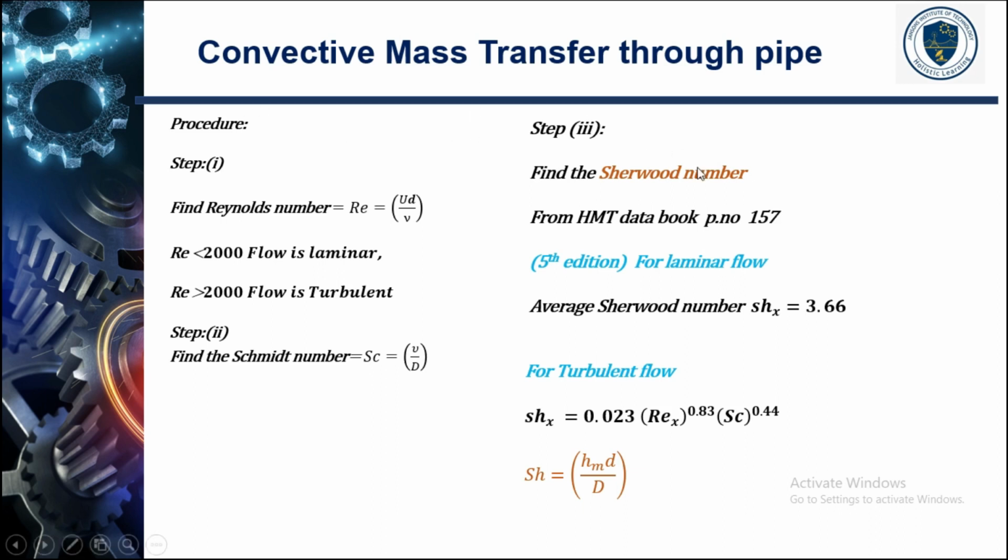Then find the Sherwood number. For all the problems under laminar flow conditions, the Sherwood number is equal to 3.66. For turbulent flow conditions, the value is equal to 0.023 × Reynolds number^0.83 × Schmidt number^0.44. After finding the Sherwood number, we can substitute it in the Sherwood number formula and evaluate the convective mass transfer coefficient. Here small d represents the diameter of the tube, and capital D represents the diffusion coefficient.